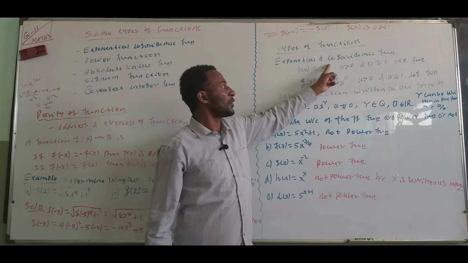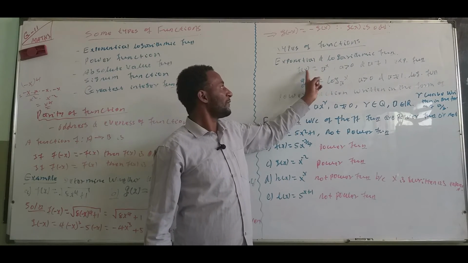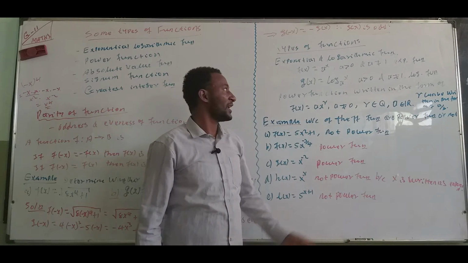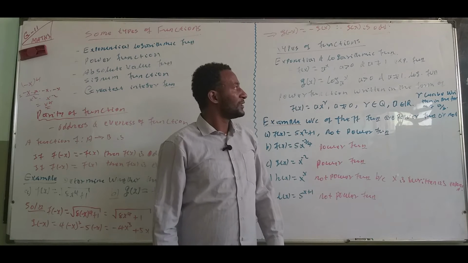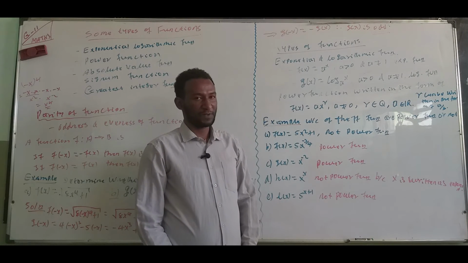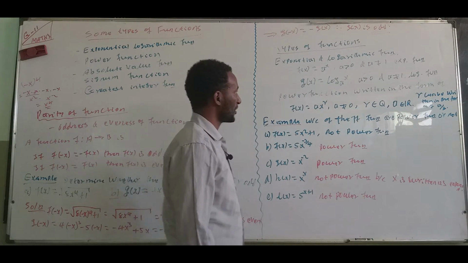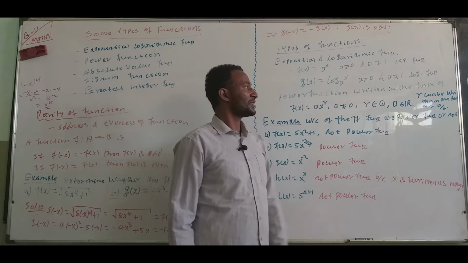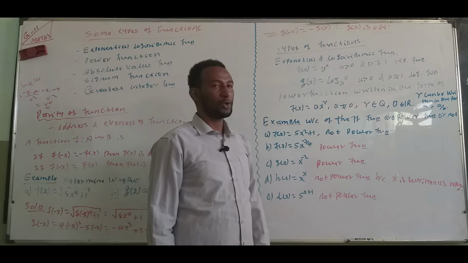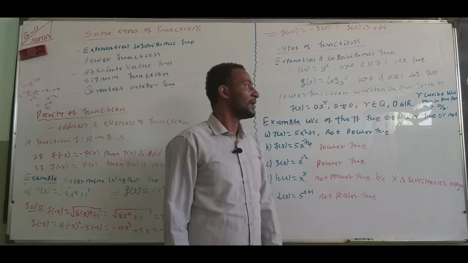f of x is equal to a to the power of x, where a is greater than 0 and a is different from 1, is called an exponential function. g of x is equal to log of x to the base a, when a is greater than 0 and a is different from 1, is called a logarithmic function.